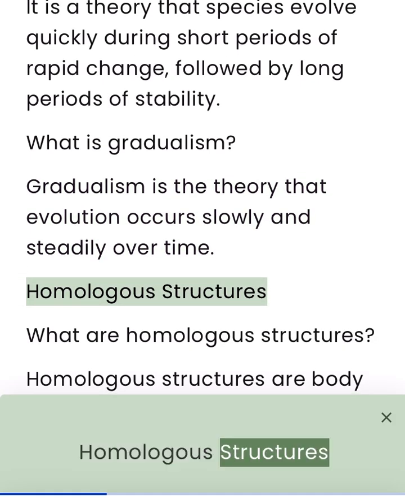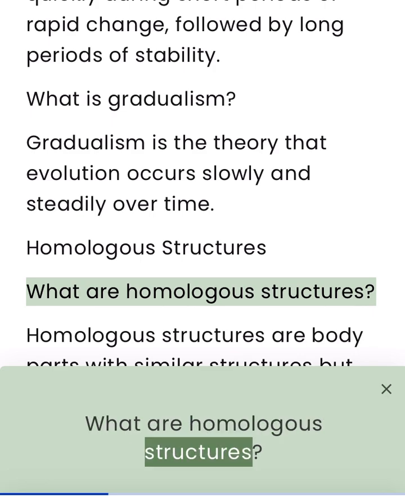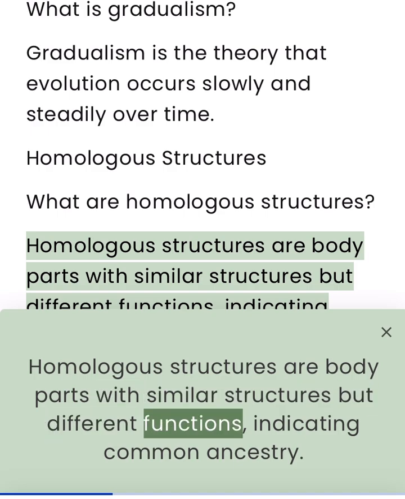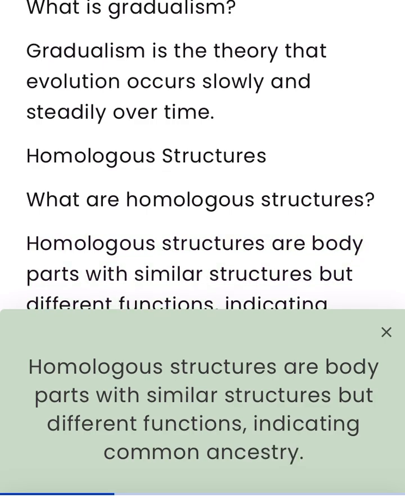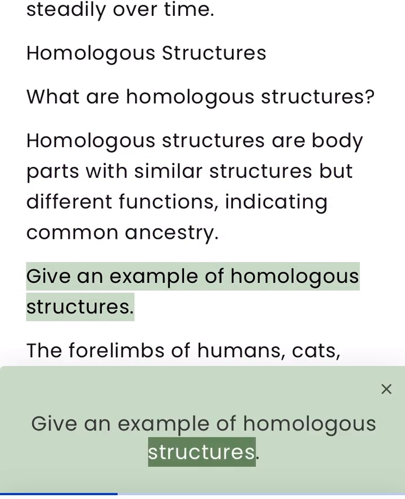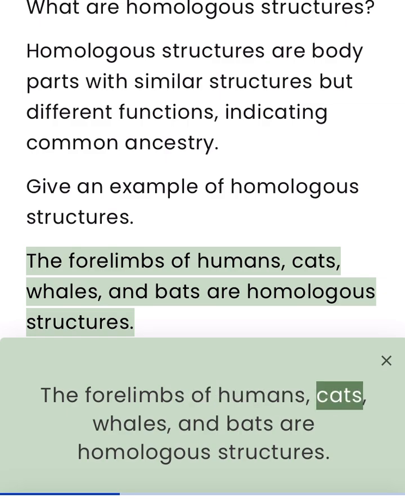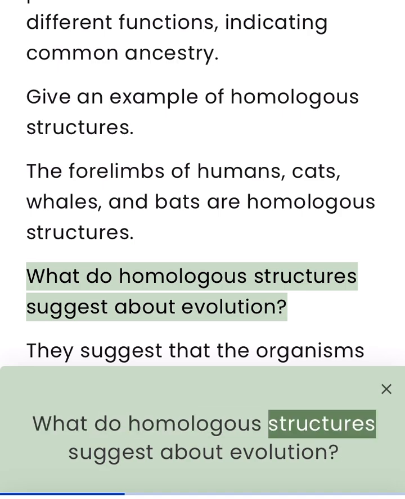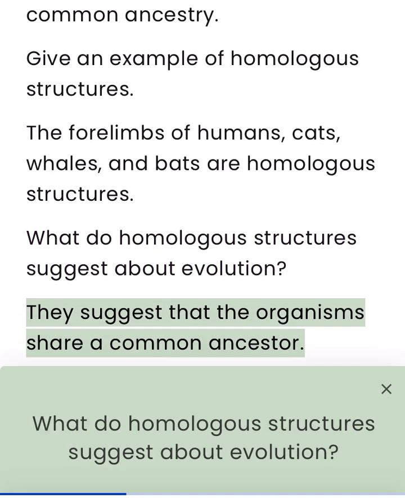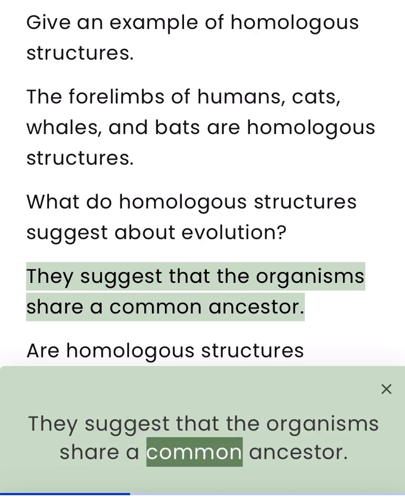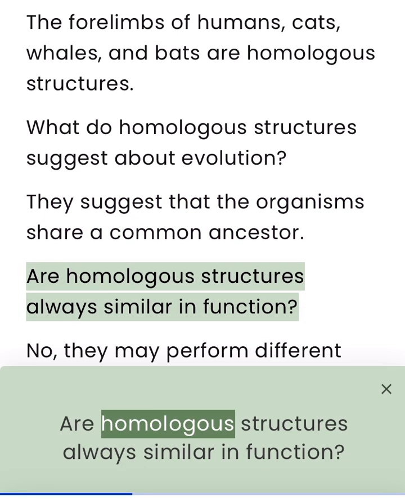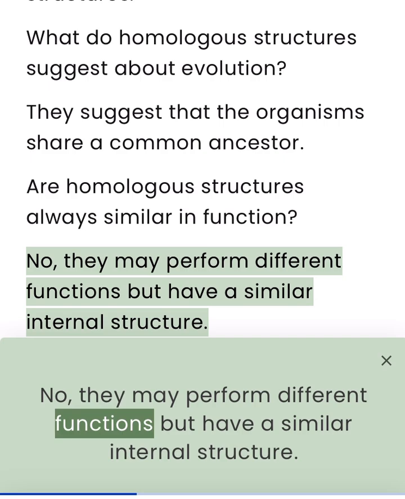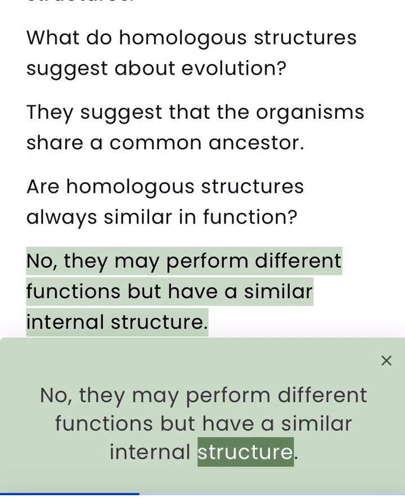Homologous structures. What are homologous structures? Homologous structures are body parts with similar structures but different functions, indicating common ancestry. Give an example of homologous structures. The forelimbs of humans, cats, whales, and bats are homologous structures. What do homologous structures suggest about evolution? They suggest that the organisms share a common ancestor. Are homologous structures always similar in function? No, they may perform different functions but have a similar internal structure.